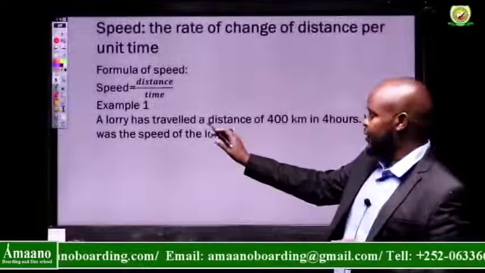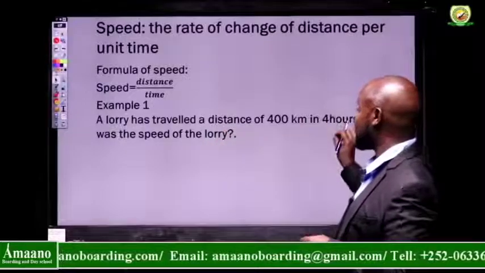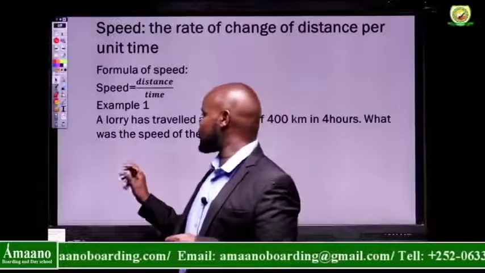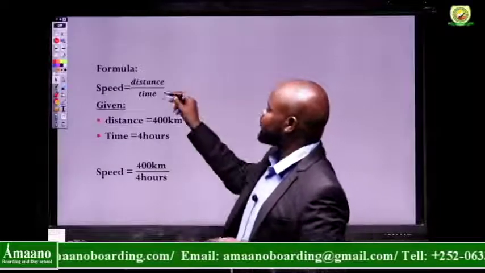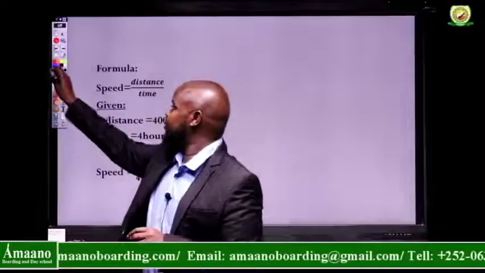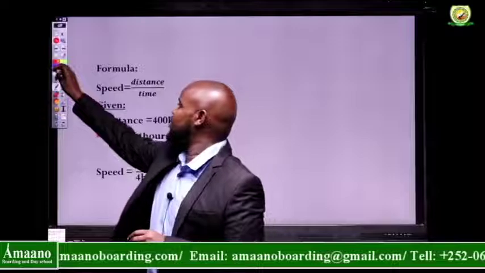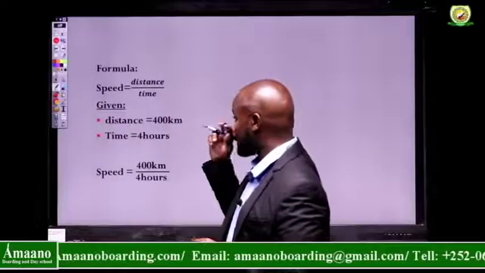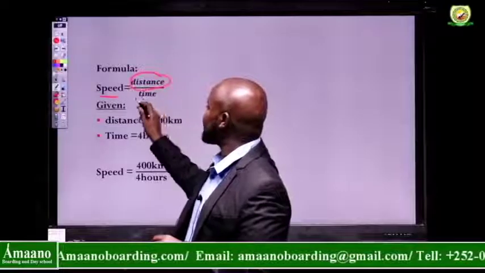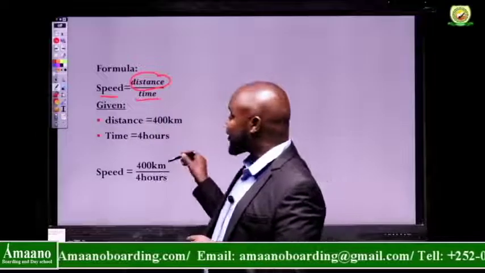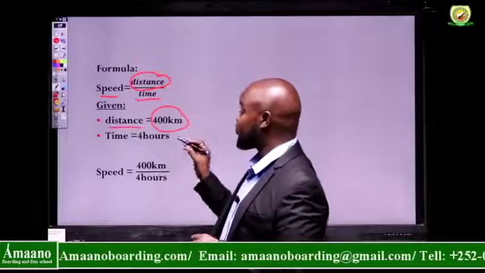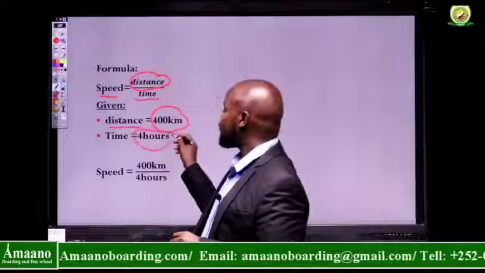Example: a lorry has traveled a distance of 400 kilometers in 4 hours. What was the speed? To start with, you have to write the formula first. What's the formula? Speed is distance divided by time. So what are we given? We are given the distance, which is 400 kilometers. We are also given the time, which is 4 hours.